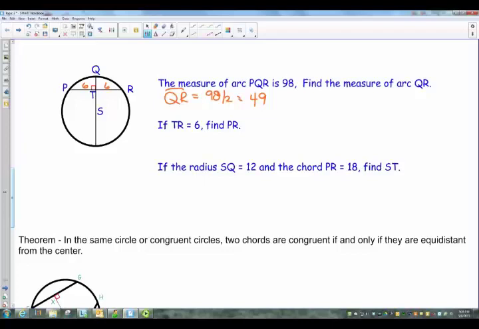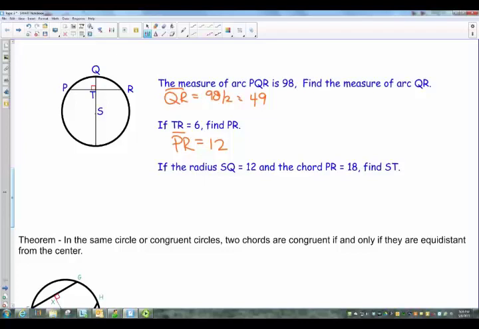So TR is 6, which means that PT is 6, which tells you then that PR is going to be 12. And there you go. All right, final one. And this one's a little bit trickier to look at. It says if the radius SQ is 12 and the chord PR is 18, find ST.